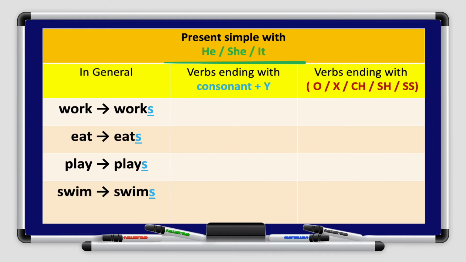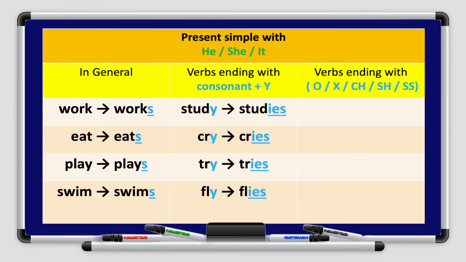As we said, in the present simple, if the subject is he, she, it, we add s to the end of the verb. Work will be works. Eat will be eats. Play will be plays. And swim will be swims. But there are some different cases.